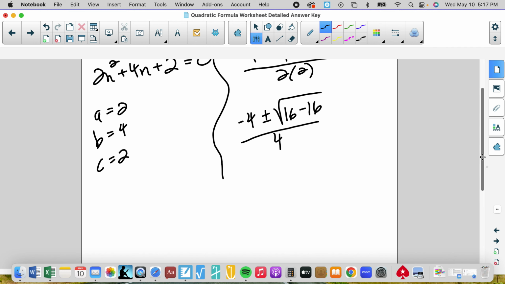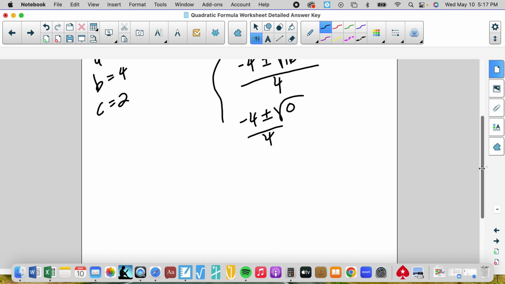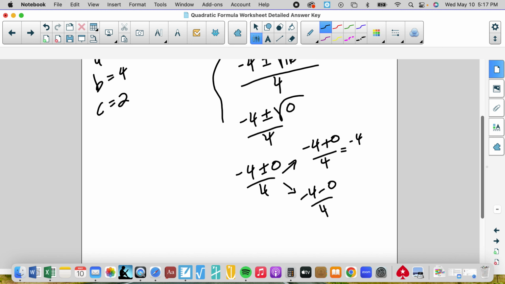Whoa. Negative 4 plus or minus the square root of 0 over 4. This is a fun one. Negative 4 plus or minus 0 over 4. Negative 4 plus 0 over 4, negative 4 minus 0 over 4. Negative 4 over 4, which is negative 1. Negative 4 over 4, which is negative 1.